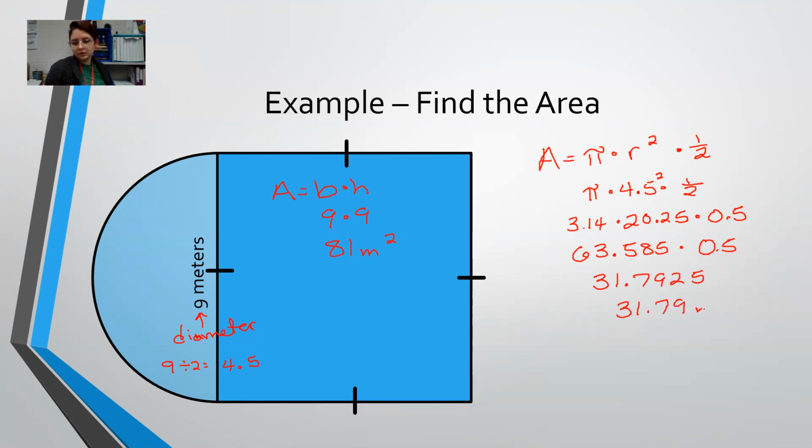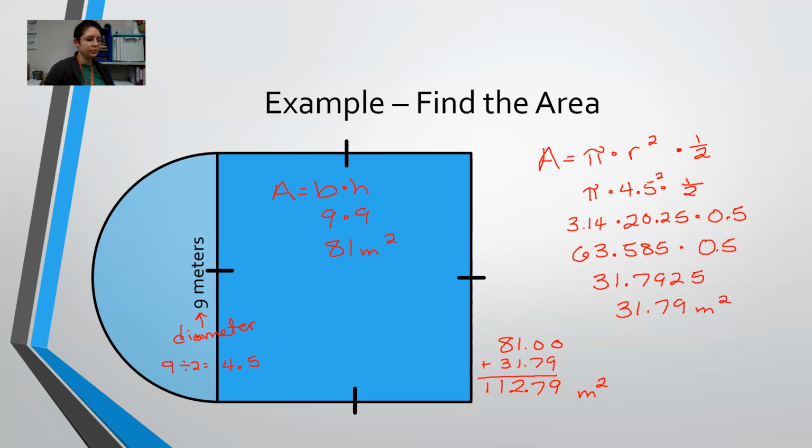31.79 meters squared. To find the total combined area, I'm going to say 81 plus 31.79. Adding those up, my total area is 112.79 meters squared.